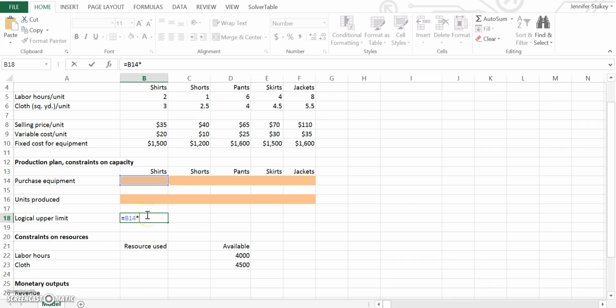So the next thing we are going to do is we have to calculate the maximum number that we can produce on that unit if it is bought. So if this is a 1, now we have to know what's the maximum number that we could produce.